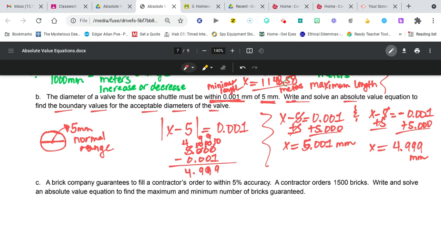All right, so these are the acceptable values. It can be anywhere from 4 and 999 thousandths millimeters up to 5 and 1,000th millimeters.